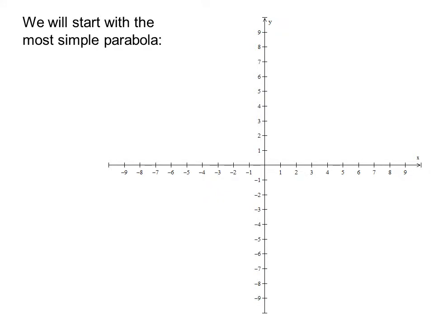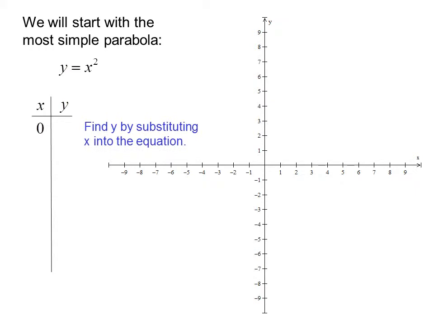We will start with the most simple parabola, y equals x squared. We make an xy table. If we let x equal 0, we find y by substituting x into the equation. 0 squared is 0, so y is 0, and we put a dot at 0, 0. We try x equals 1. 1 squared is 1, so y is 1, and we put a dot at 1, 1.